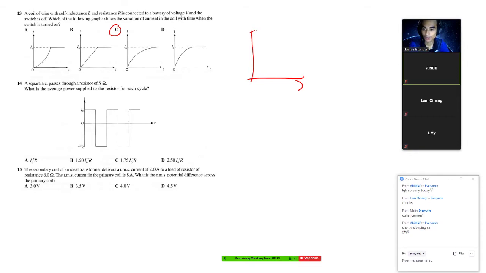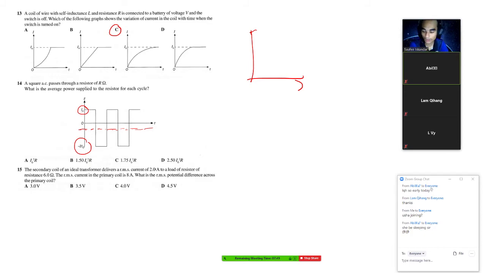Question 14, the mean power. Mean power of the resistor R. So what is the average power supplied to the resistor? You see that this is a problem: I naught and negative 2 I naught. It means that it was not balanced. It's supposed to be that the average is around here, but it cannot be because the square wave graph has been shifted downwards.